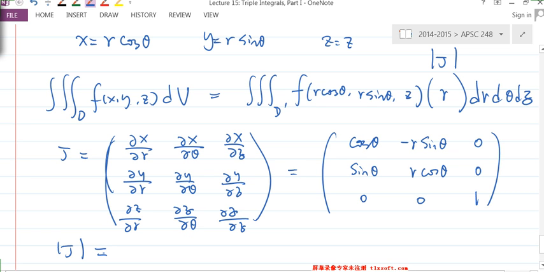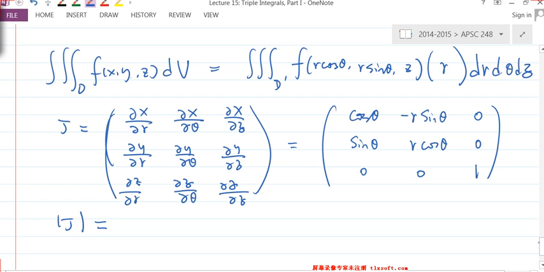So the determinant of this 3 by 3 is just like calculating the determinant for the cross product, right? You should know that formula. So you will end up with r cosine squared theta plus r sine squared theta, which is r. So r is a positive number, so we just plug it here. So that's basically the transformation from Cartesian to cylindrical. Is that clear?